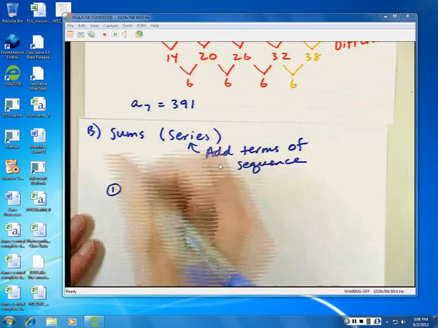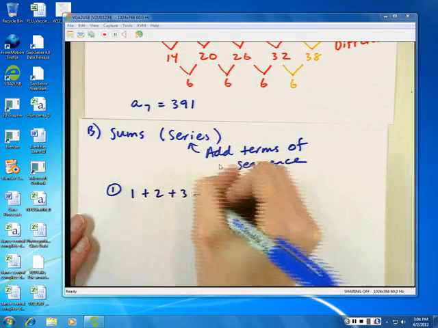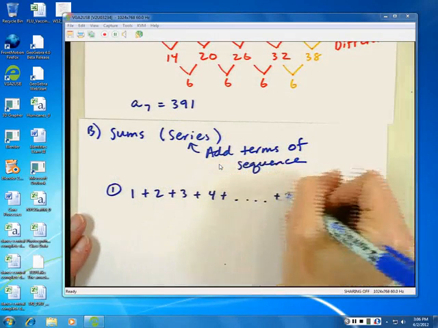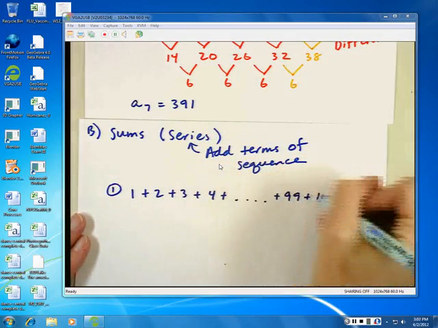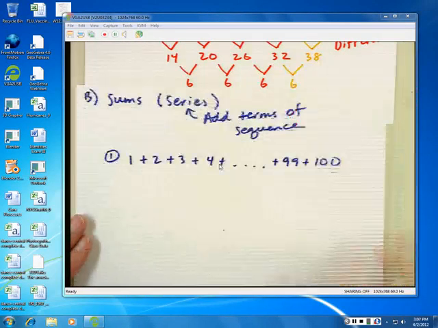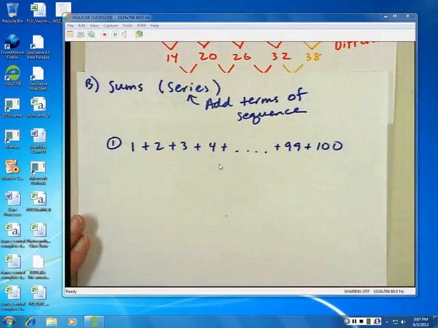Okay, number 1. Let's add up some counting numbers. 1 plus 2 plus 3 plus 4 plus, let's go all the way to 100, plus 99 plus 100. This would take me a long time. Even if I were to type all of these into my calculator and let the calculator do the work, this would still take me a long time to come up with a number.